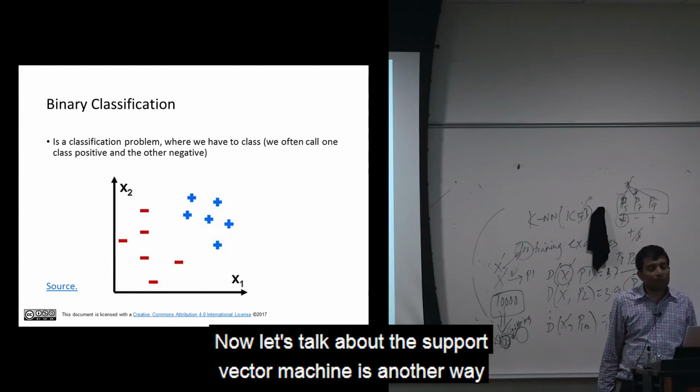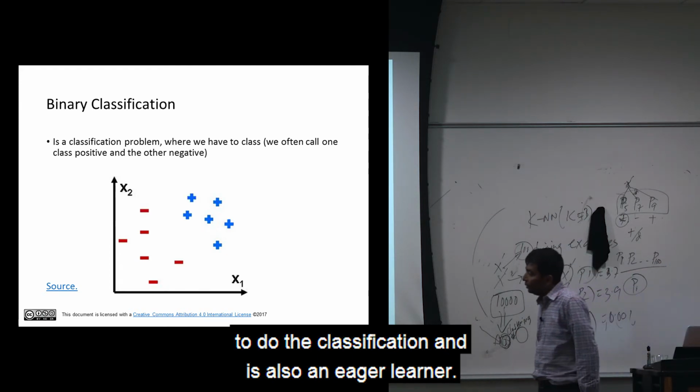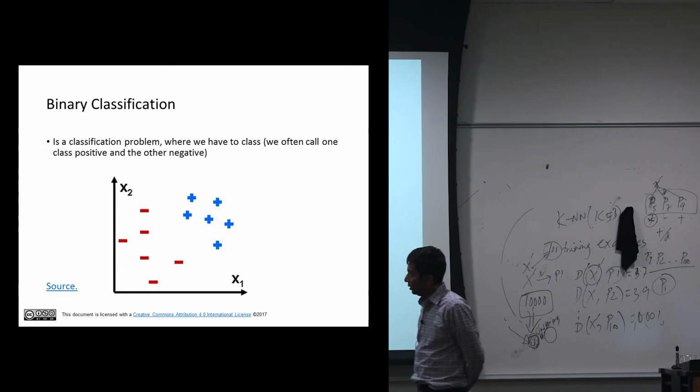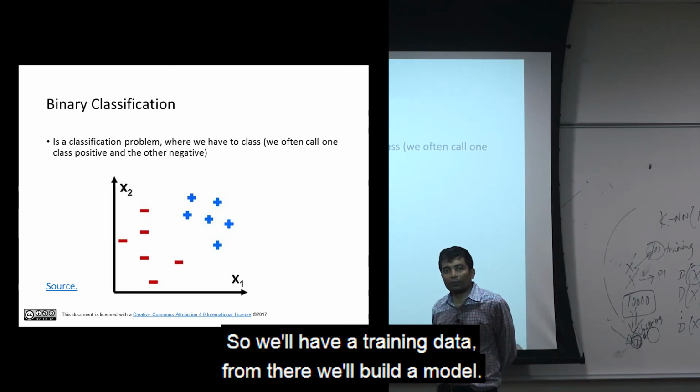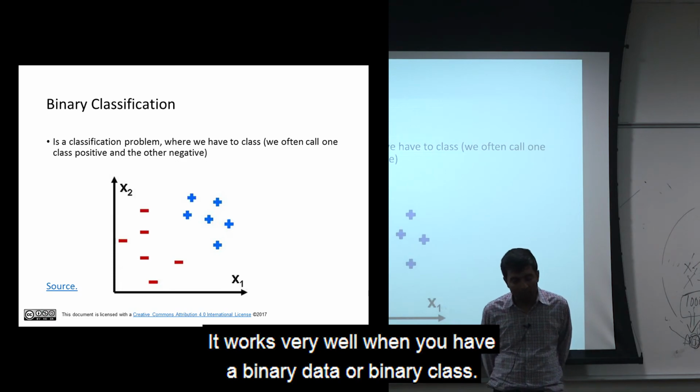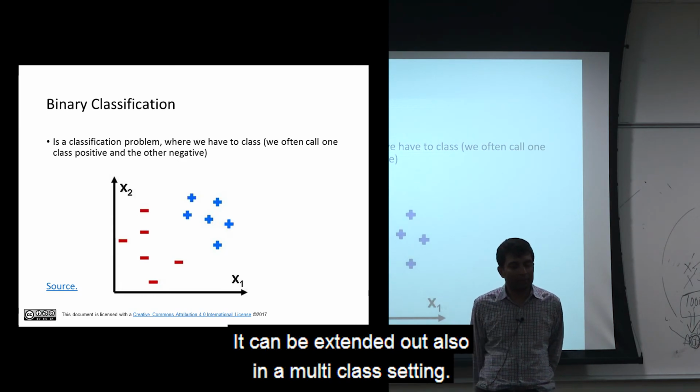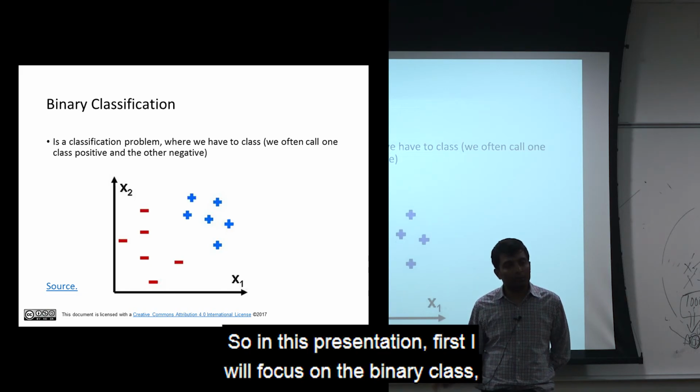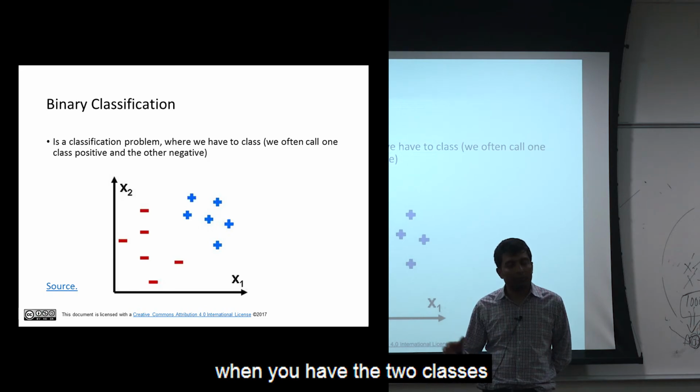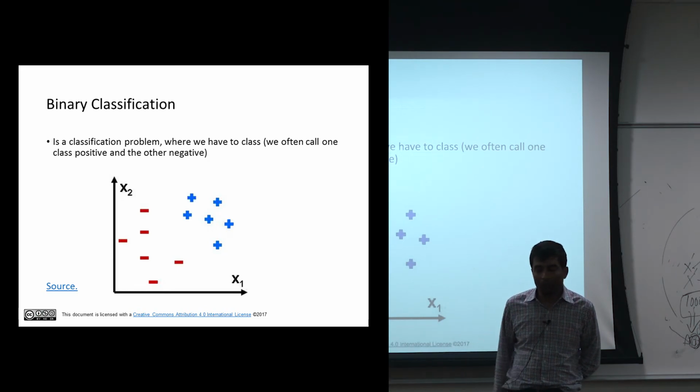Now, let's talk about the support vector machine. It is another way to do the classification, and is also an eager learner. So we'll have a training data. From there, we build the model. It works very well when you have a binary data set or binary class. It can be extended also in a multi-class setting. So in this presentation, first I will focus on the binary class, or when we have two classes. From there, we want to build the model.